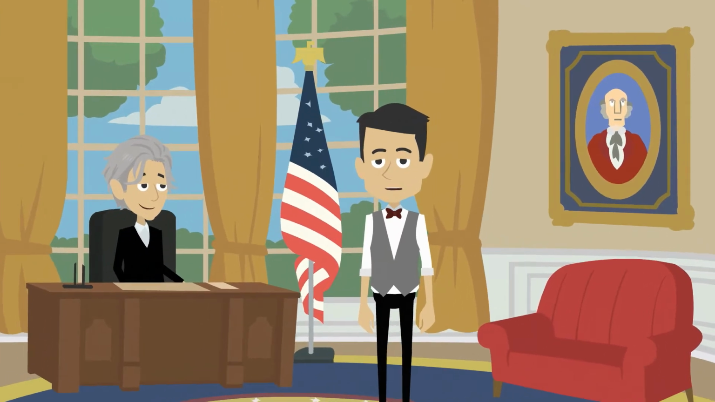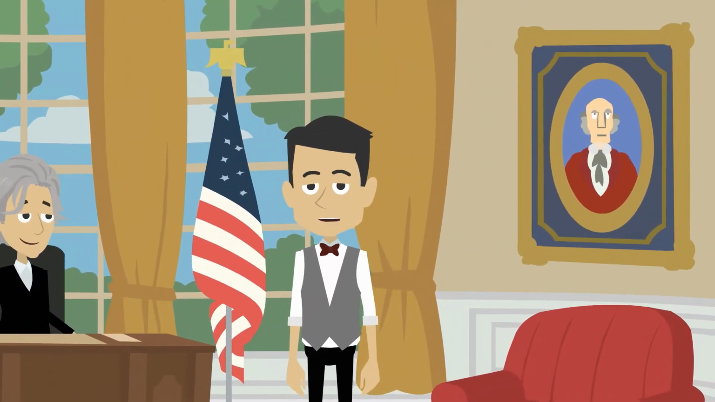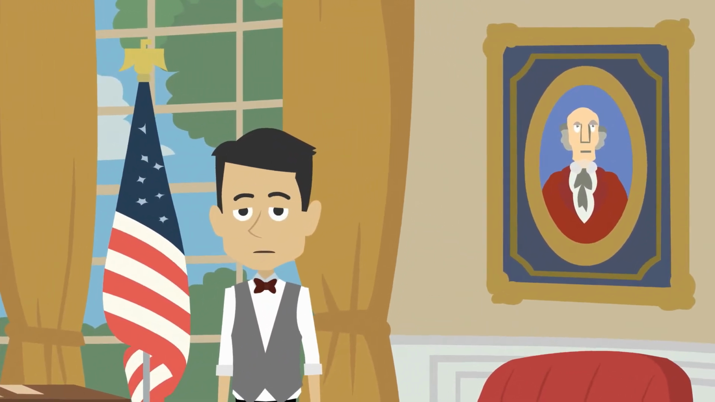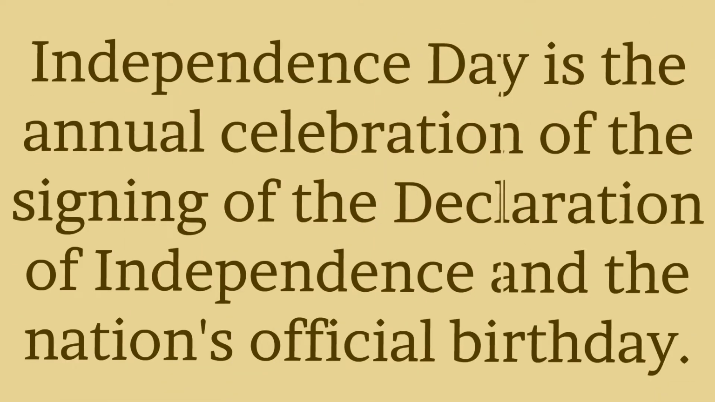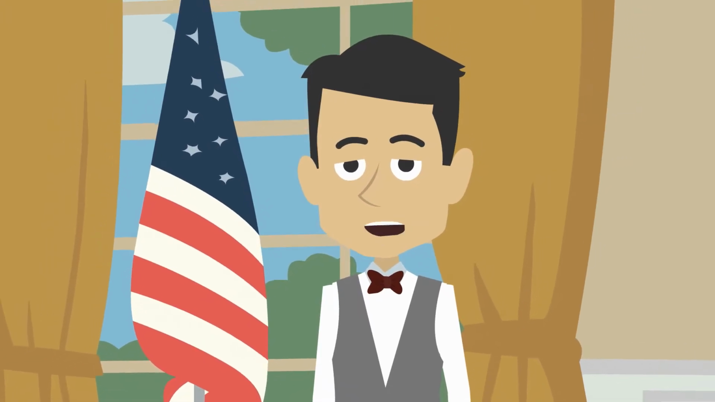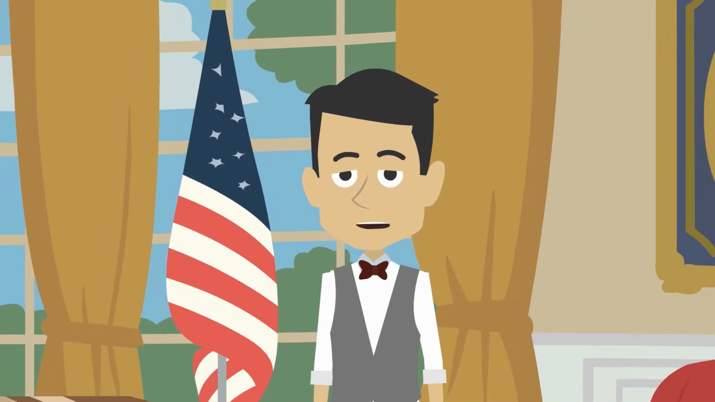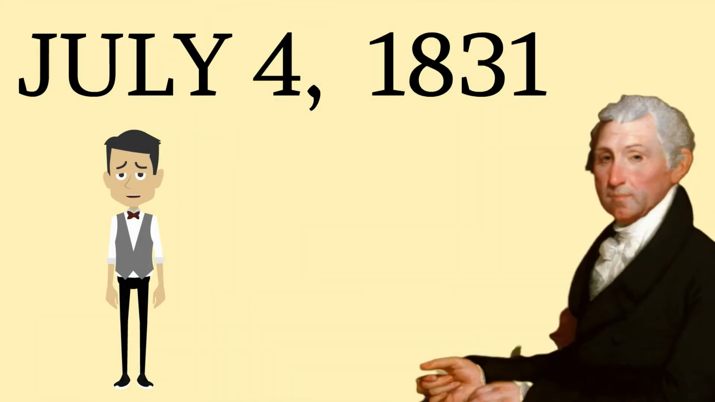Like his fellow founding fathers and fellow presidents John Adams and Thomas Jefferson, James Monroe died on Independence Day. Independence Day is the annual celebration of the signing of the Declaration of Independence and the nation's official birthday. Independence Day is always held on the 4th day of July. James Monroe died on July 4th, 1831 in New York, New York.